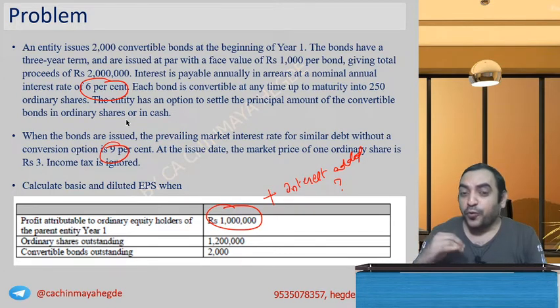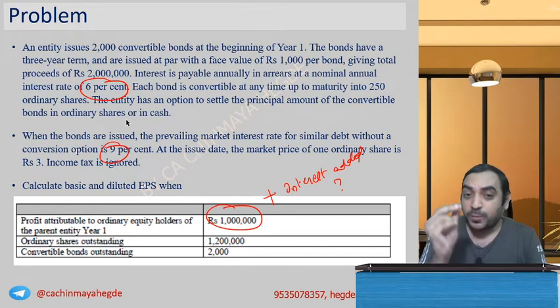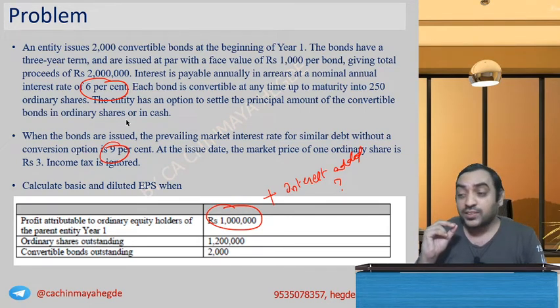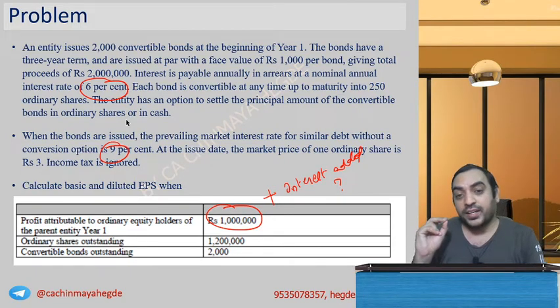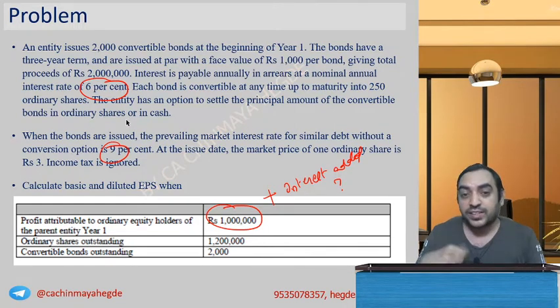Before we come to Ind AS 33, first we should apply Ind AS 32. What is Ind AS 32? This is convertible bonds, which means this is a hybrid instrument having a debt component and an equity component. You need to separate that first. Let's calculate the debt component and equity component.